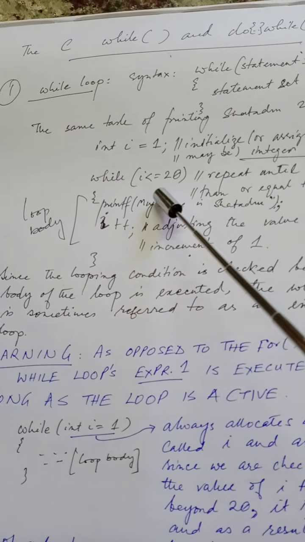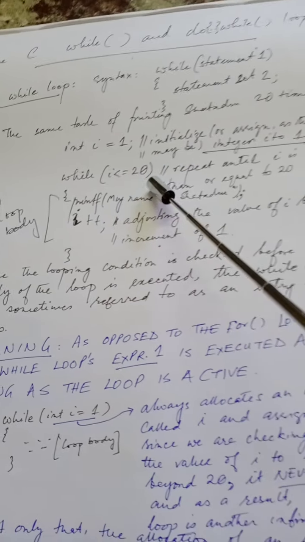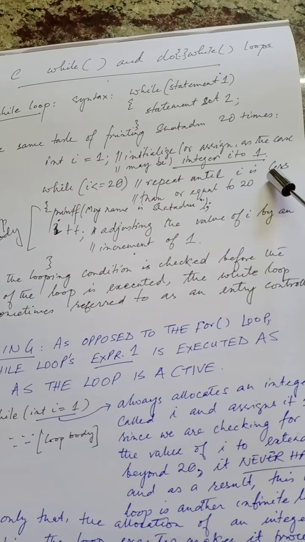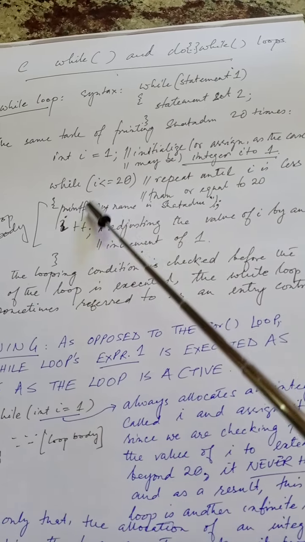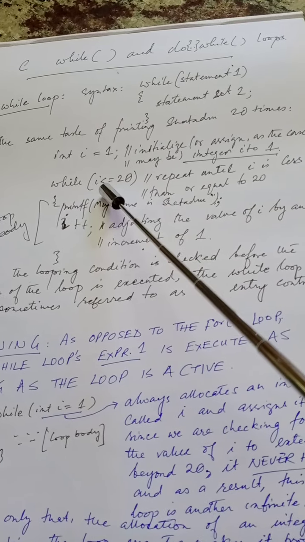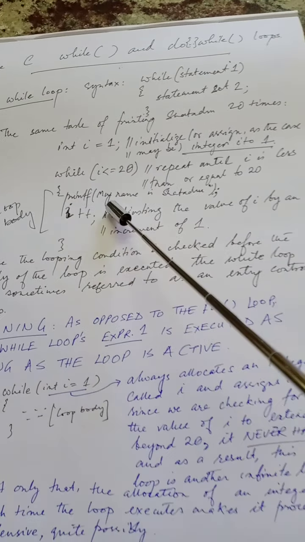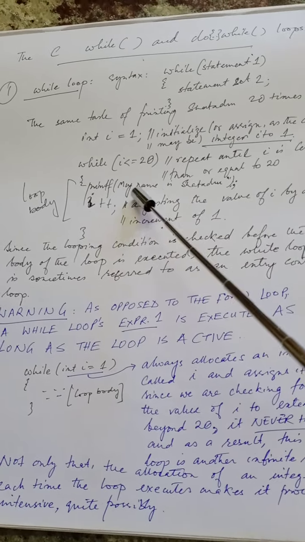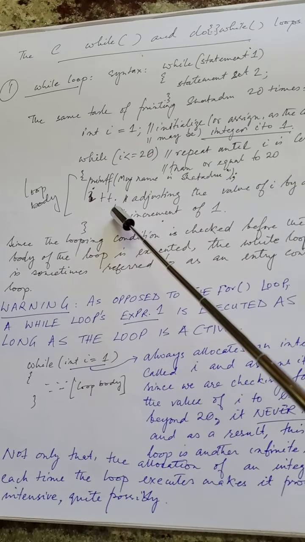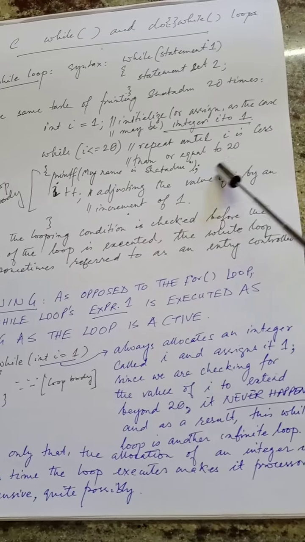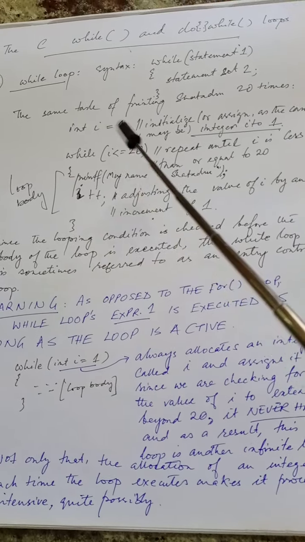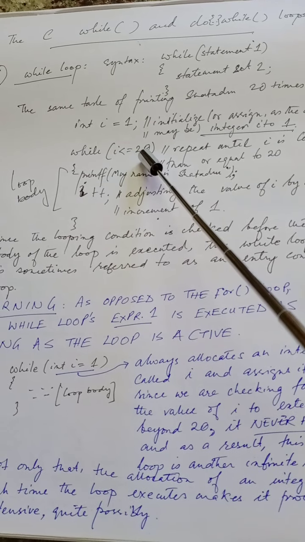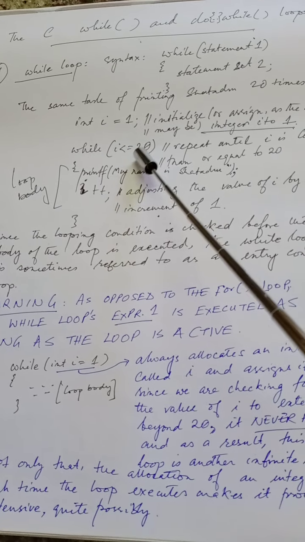So while I less than or equal to 20, this is the condition checking. So repeat whatever you have to do here until I is less than or equal to 20. This is the loop body. So it goes printf my name is Shatadru and then I++. So this is the adjustment with the increment by 1. This will check whether I is less than or equal to 20 or not, which is true because it's 1.